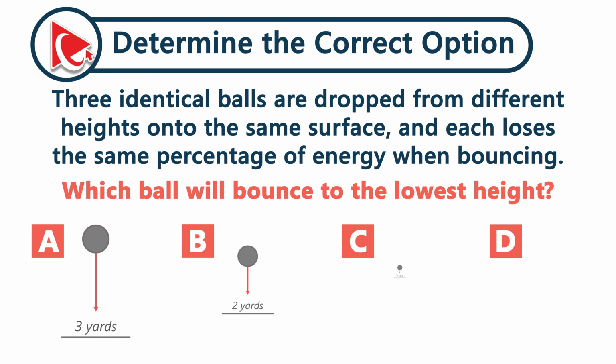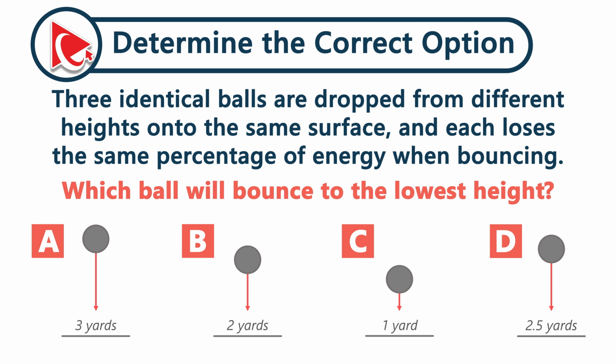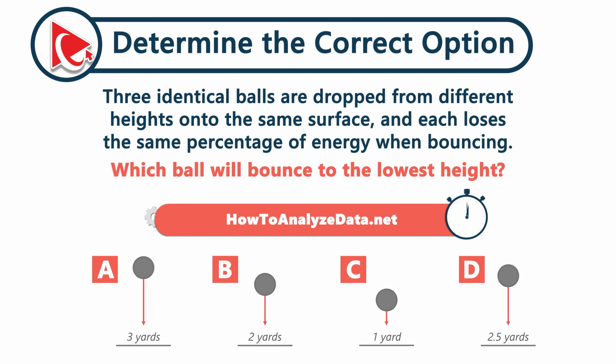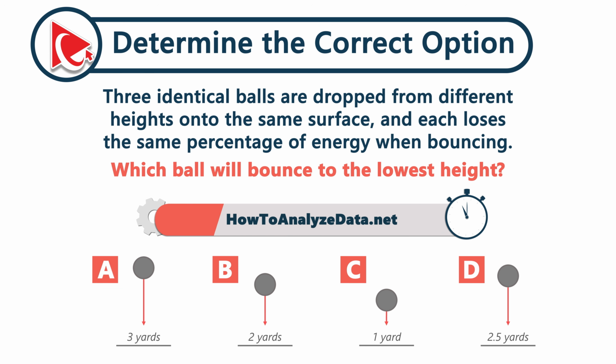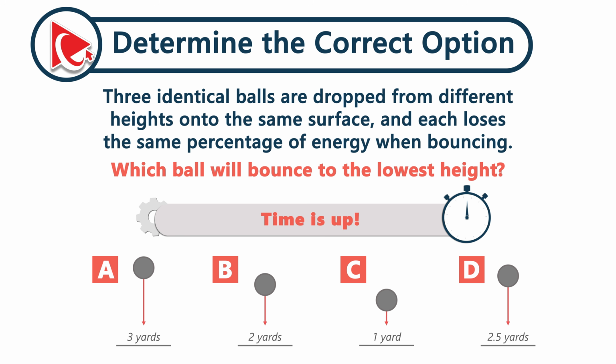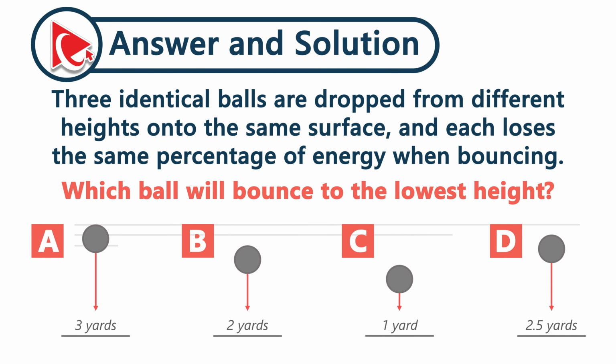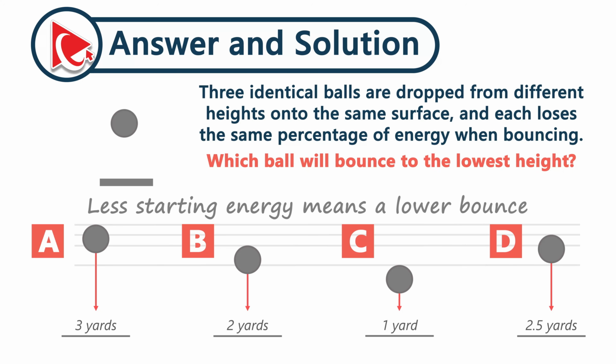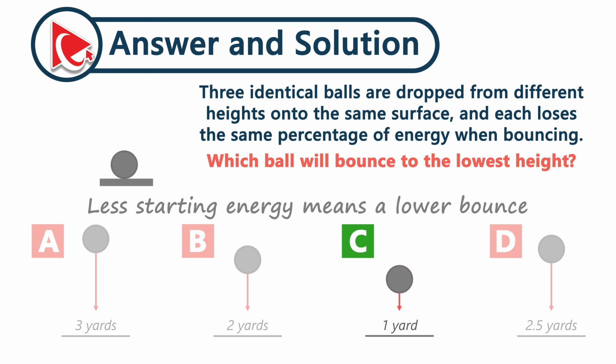3 identical balls are dropped from a different height onto the same surface, and each loses the same percentage of energy when bouncing. Which ball will bounce to the lowest height? Take a close look at the starting height of each ball. Why? Less energy means a lower bounce, even if the bounce percentage is equal. And the correct answer here is choice C, the 1-yard ball.